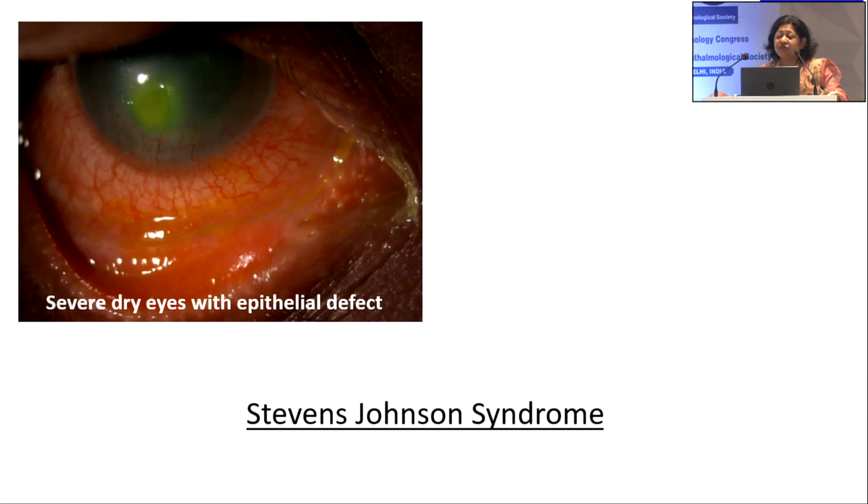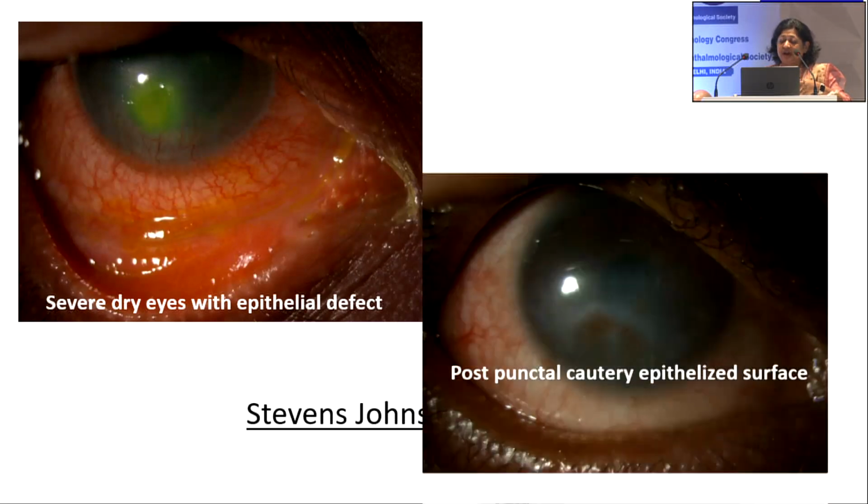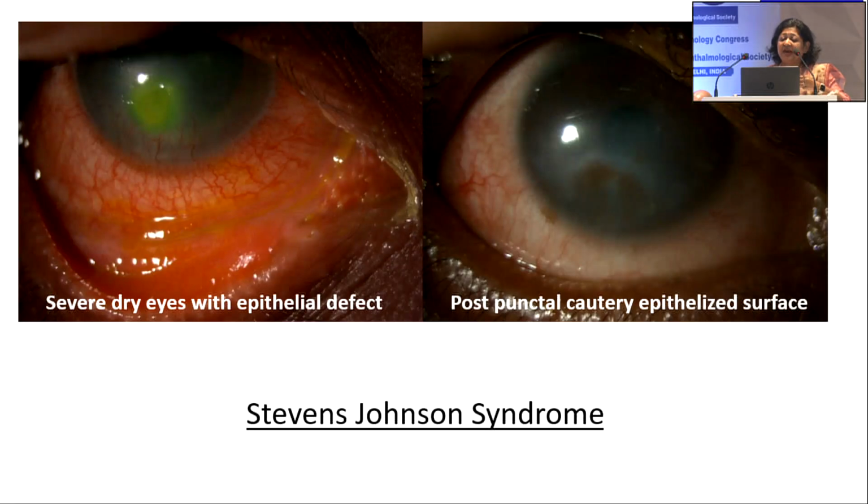Now, moving on to the next condition, that is Stevens-Johnson syndrome. Patients or children often present with severe dryness, like this patient. He had a severe dry eye with an epithelial defect, and just a punctal cautery, which helps retain the tears on the surface, facilitated epithelialization of that defect and quietened the eye. The patient was continued on topical lubricants thereafter.